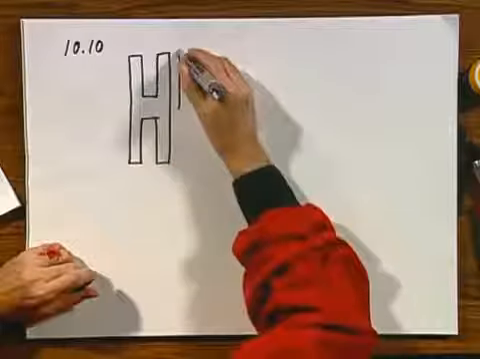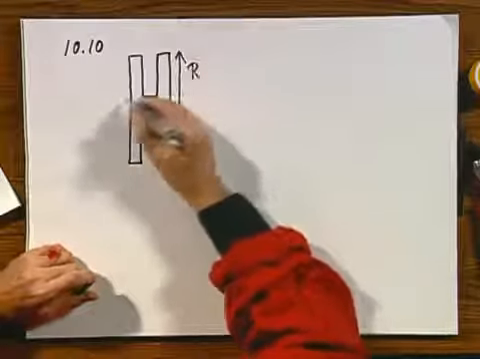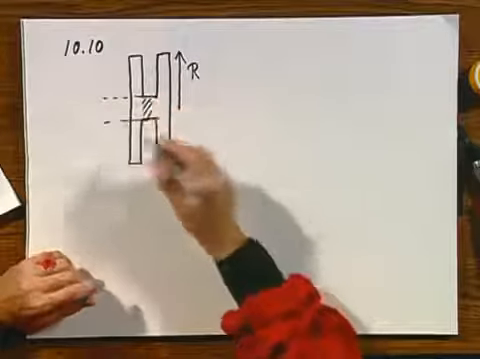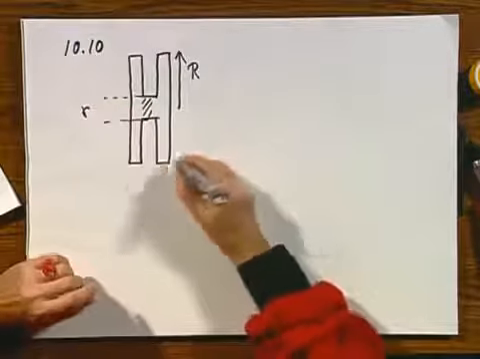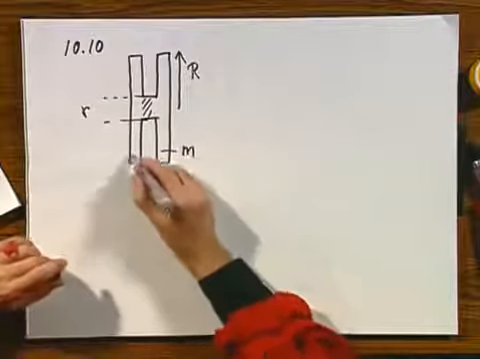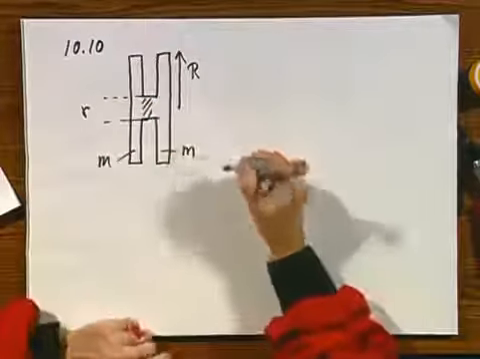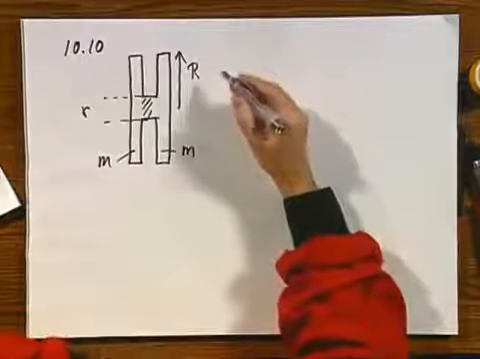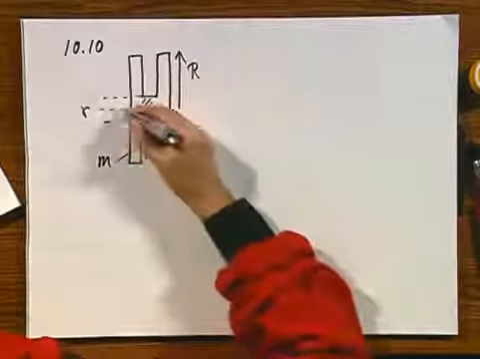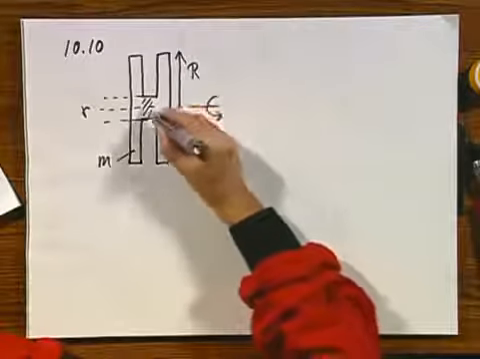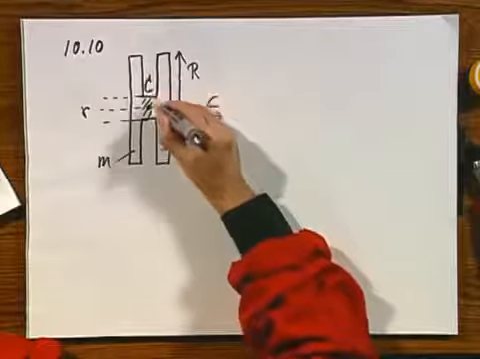And this disk has radius R, and this inner disk, this inner little portion here, which we assume has no mass, has radius little r. This one has mass m, and this one also has mass m. These two are identical. The yo-yo is released at zero speed. It's going to rotate around this axis. Let's call this point C in the middle.